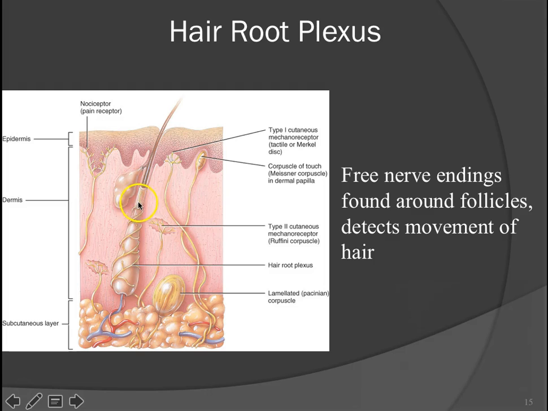This hair root plexus wraps around the root of the hair. I think we talked about this when we talked about skin. This hair root plexus is going to monitor any kind of movements on the hair. So if you have a little bug or something that lands on your hand, it'll move the little hairs on the back of your hand. You feel that because of this hair root plexus. Okay.